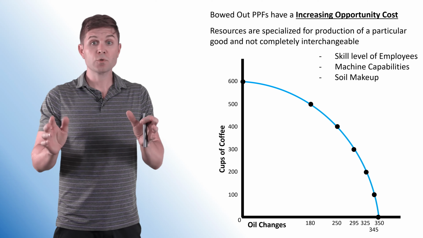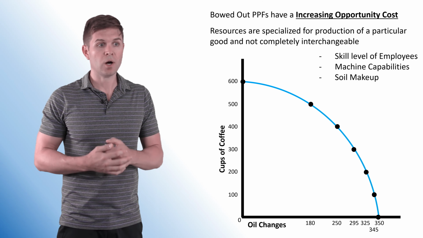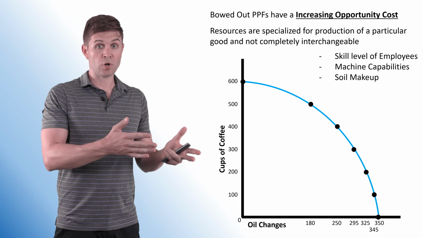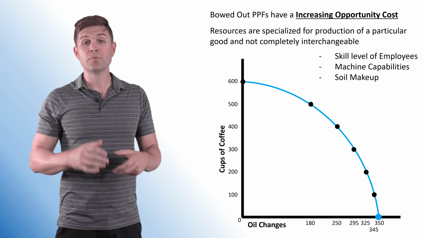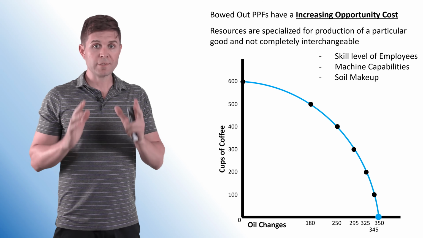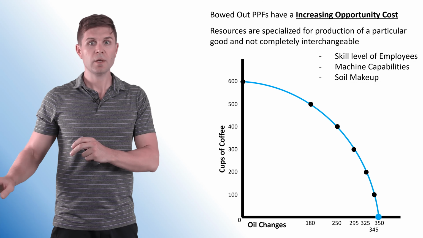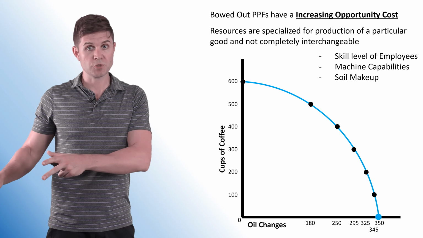Now, bowed out or concave to the origin PPFs have an increasing opportunity cost. So in this model, we're looking at a business that serves coffee and does oil changes. All right, so we're going to start down at 350 oil changes. Now, they have all their employees at this point producing oil changes. Some of them are better at being baristas, some of them are better at changing oil.